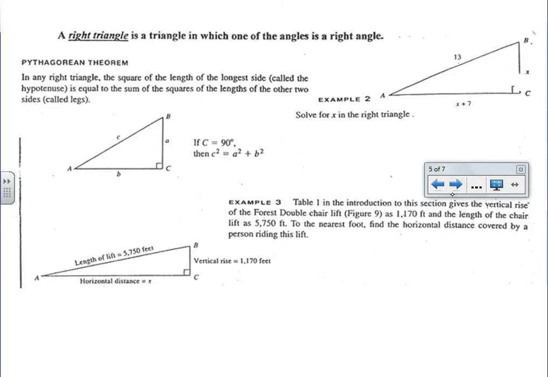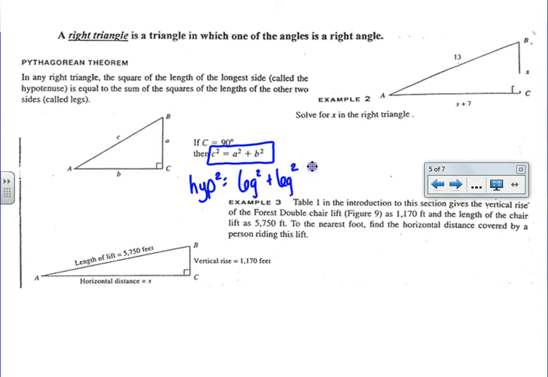A right triangle has to have one right angle, and Pythagorean Theorem should come to mind anytime you see a right triangle picture. So remember, a squared plus b squared equals c squared is your Pythagorean Theorem, and the important part about the Pythagorean Theorem is that a and b are your legs, and c is always the hypotenuse. So we also could write this as hypotenuse squared equals leg squared plus leg squared.